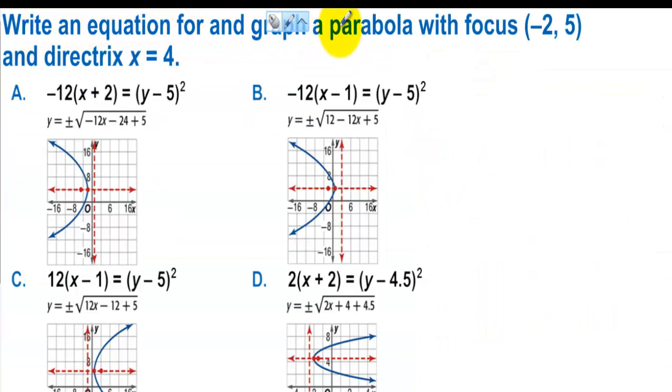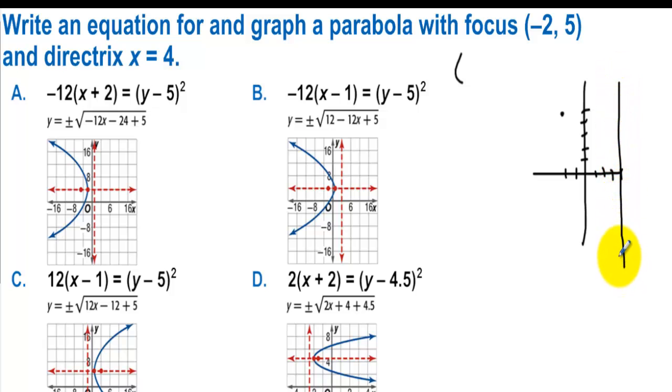Write an equation for and graph a parabola with focus (-2, 5) and directrix x = 4. Well, let's make a little plot of this. We have (-2, 5), 1, 2, 3, 4, 5, and a directrix is x = 4: 1, 2, 3, 4. Now a parabola always opens away from its directrix, so the vertex will be halfway in between here in a horizontal fashion. So we have 1, 2, 3, 4, 5, 6. That means it's 3 to the right. So 1, 2, 3.